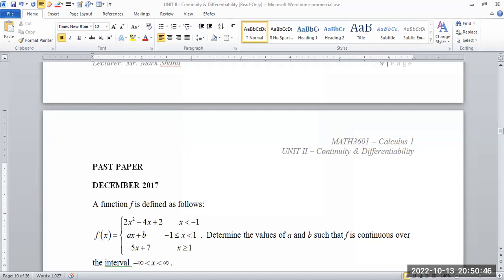When a function is continuous, when I'm checking for continuity, Leon, and I'm investigating to the left and to the right, in order for the function to be continuous, what must happen? The answer must be equal.